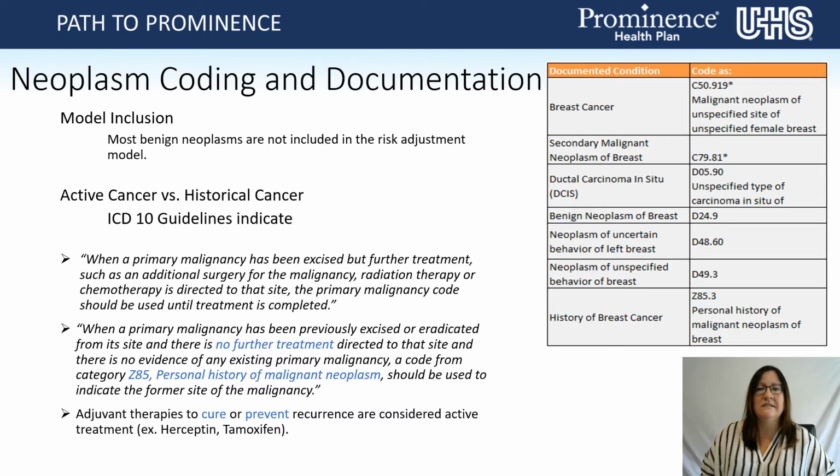It's considered active cancer. When a primary malignancy has been previously excised or eradicated from the site and there's no further treatment directed to that site, and there's no evidence of any existing primary malignancy, a code from category Z85 for a personal history of malignant neoplasm should be used. Adjuvant therapies to cure or prevent reoccurrence are considered active treatment as long as your clinical documentation supports that.